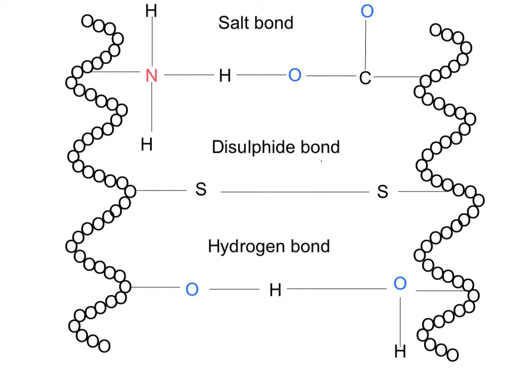bonds. There are the salt bonds, which are only broken by very mild acids, for example lemon juice. There are the disulfide bonds, or sometimes known as the sulfur bonds. These are the permanent bonds that can only be broken by chemicals. And then there are the hydrogen bonds, which are also known as the temporary bonds, and these are broken when the hair is wet and hot.